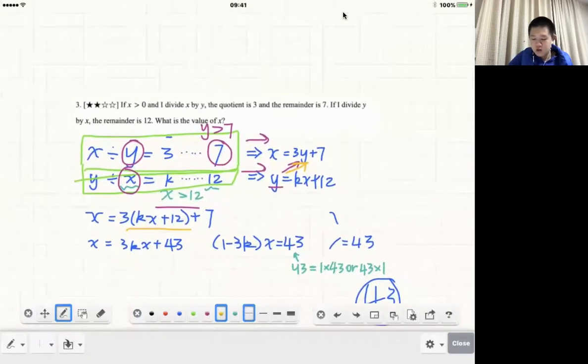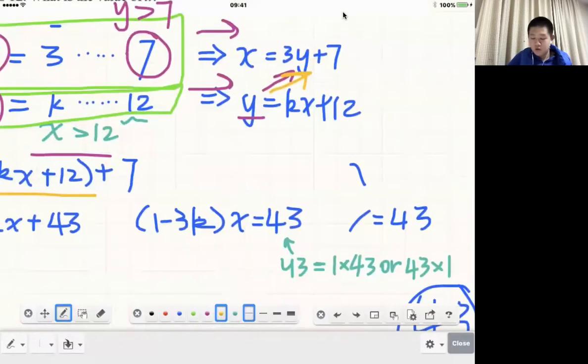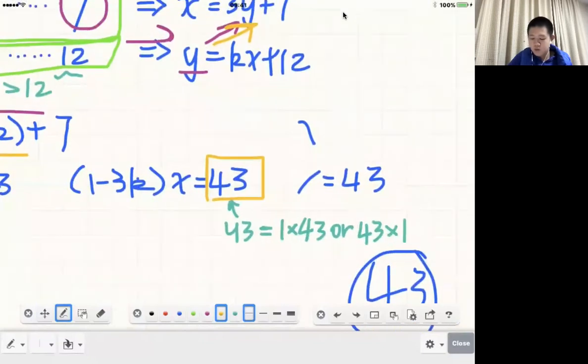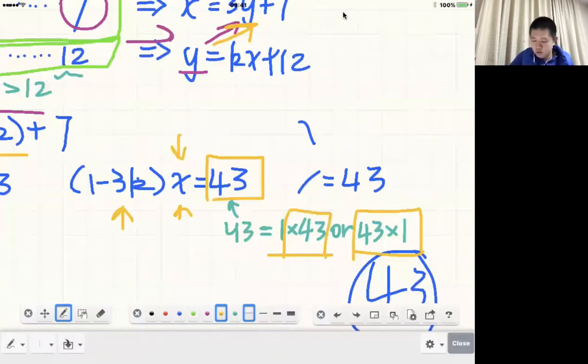In this case, when you are doing some other algebra conversions, you will find 1 minus 3k times x is 43. And you will find that 43 is actually a prime number. As a prime number, 43 is either 1 times 43 or 43 times 1. So either your x would be 43 and your 1 minus 3k would be 1, or you could have x being 43 and this one being 1.